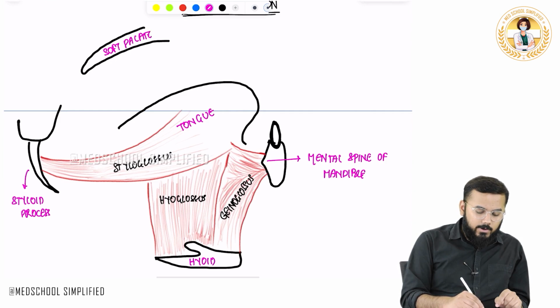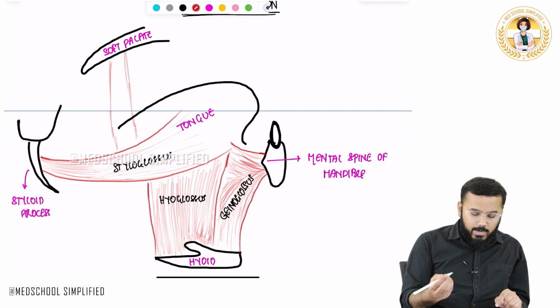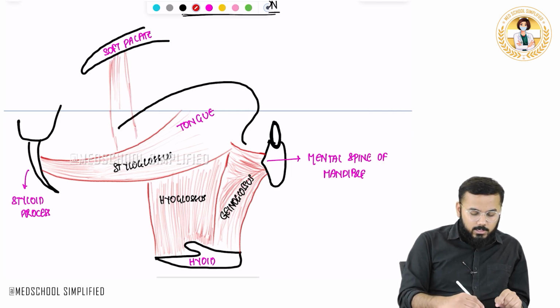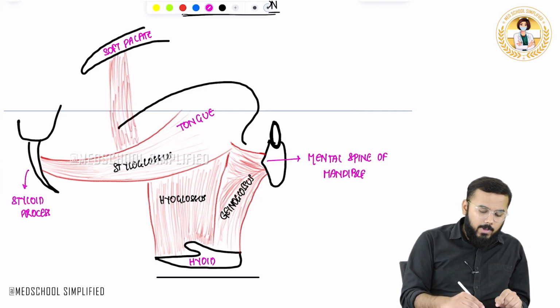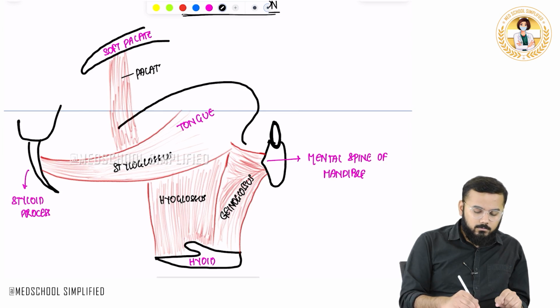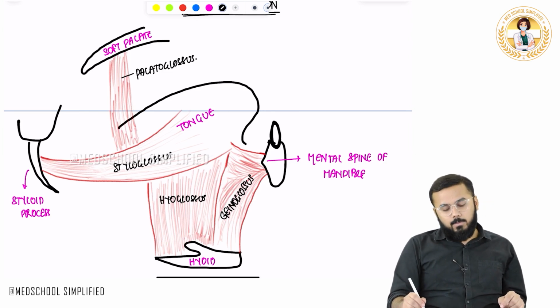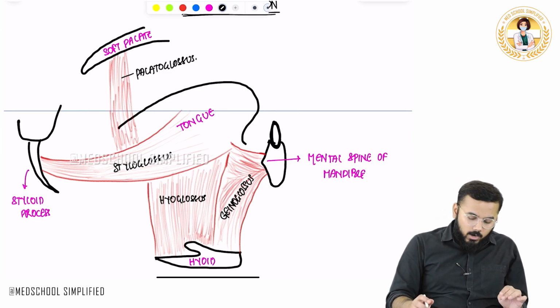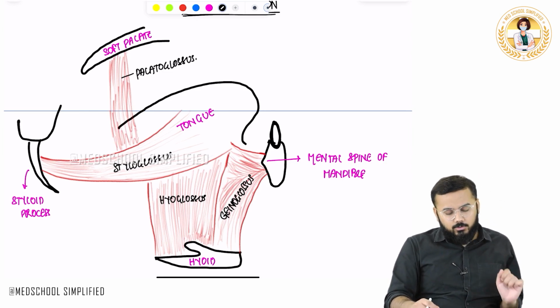Genoglossus muscle. And finally this one over here is called your soft palate. From the soft palate you see a muscle that is coming down into the tongue. So this is called palatoglossus muscle because it is coming all the way from the soft palate. Palatoglossus muscle.